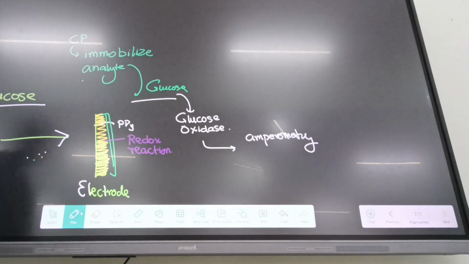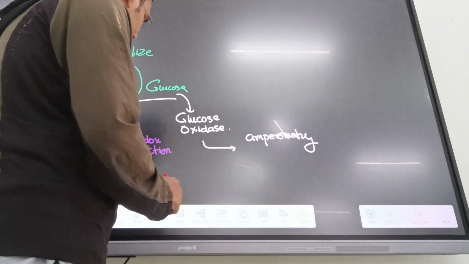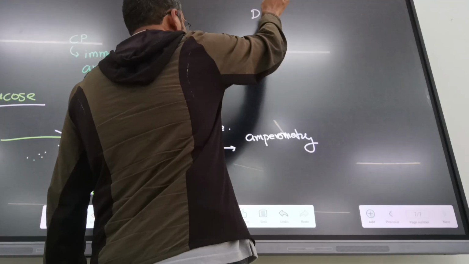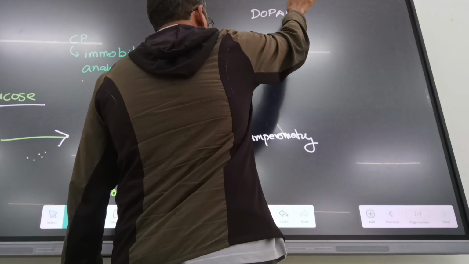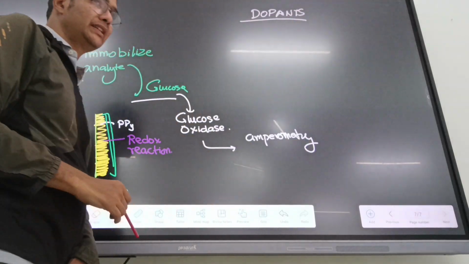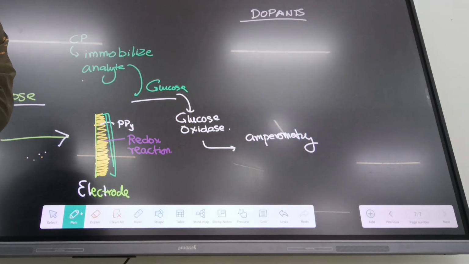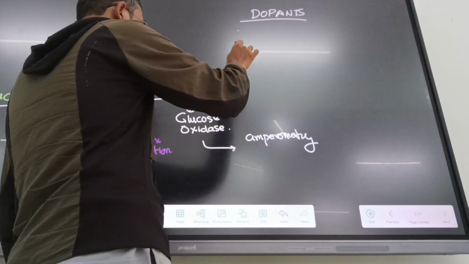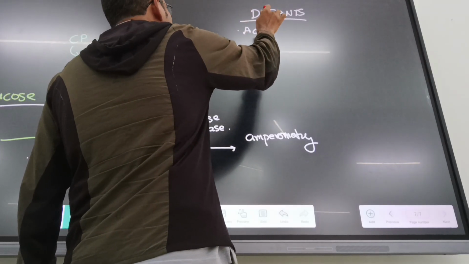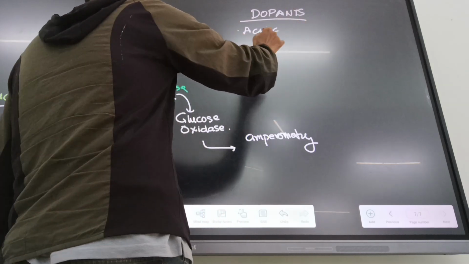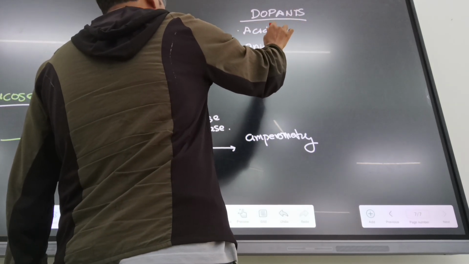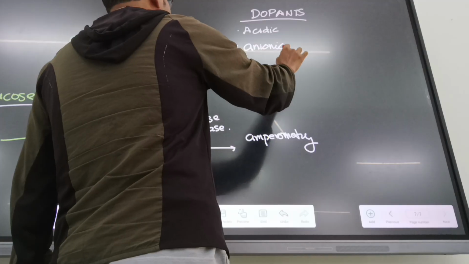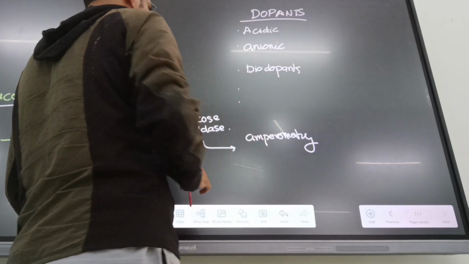Okay, so let's talk about the dopants. In a normal semiconductor, what do we add? P-type dopant or N-type dopant, aluminium, boron. Here, we will classify the dopants into different types. First one is the acidic dopants. The second is anionic dopants, then biodopants, and there are some more classifications.